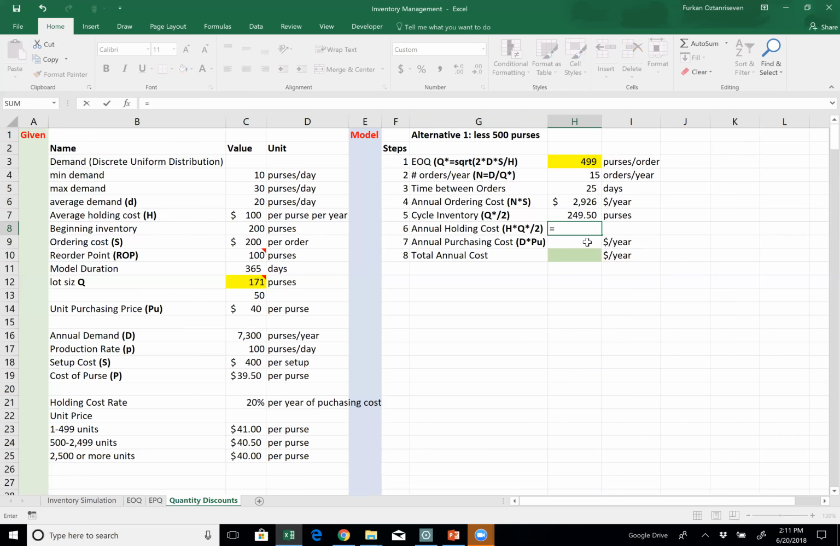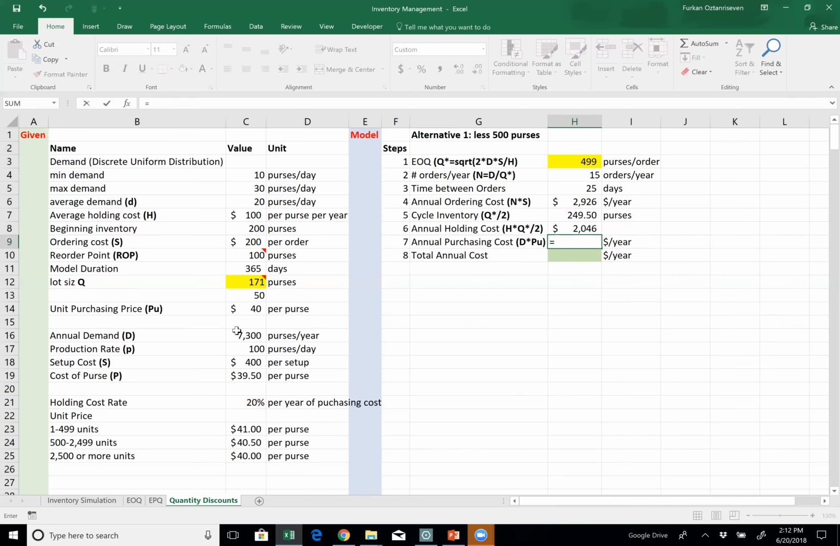If I then calculate my annual holding cost, it is H, which again is not $100 per year per person anymore. We have to calculate it based on the price, so $41 per product times the rate that we have, 20%. That's my new capital H, times Q star over 2, which is right here. All right, so that's $2,466.46.